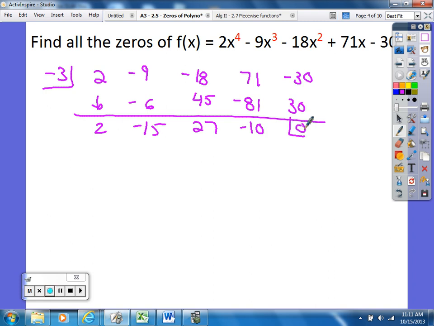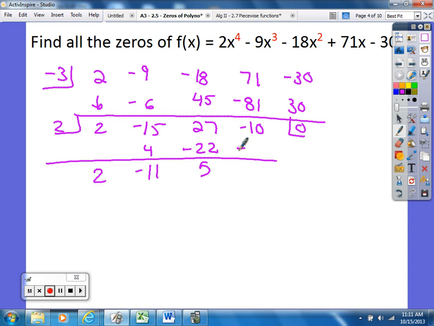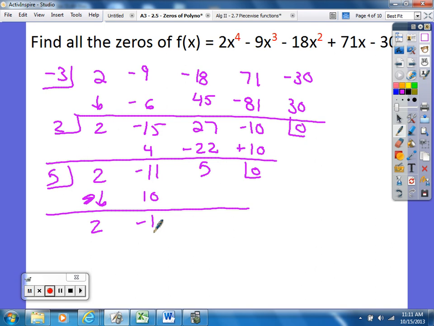So I found negative 3 works. Then you guys found 2 probably, I'm guessing, right? Negative 22, 5, positive 10. And then you found what other number? 5. Then down, I get 2, 10, negative 1, negative 5, 0.